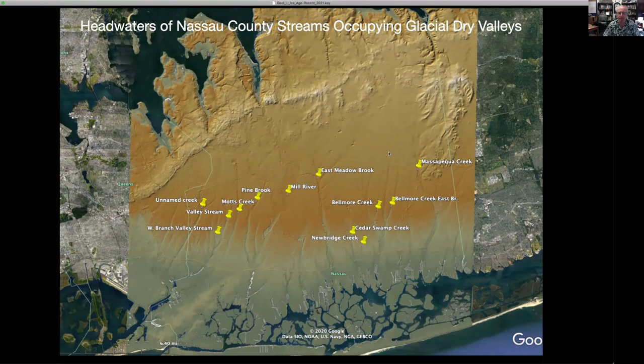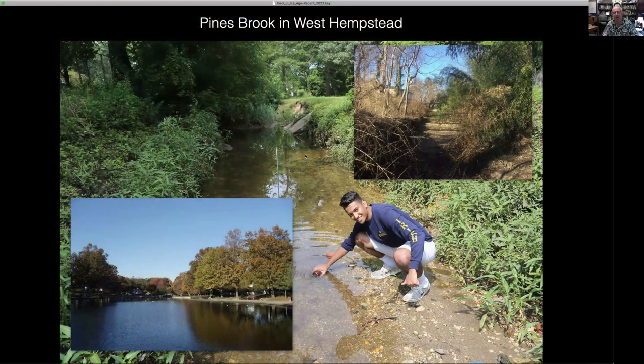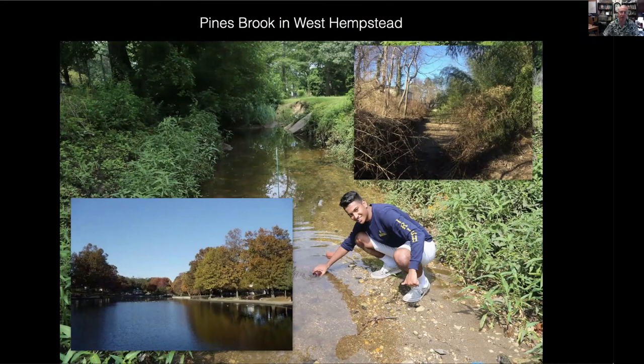Here are some pictures of Pines Brook in West Hempstead. And again, Pines Brook is a stream that is definitely a ghost of its former self. In fact, some sections of Pines Brook in West Hempstead will periodically dry up if we haven't had rain for a few weeks and the water table drops. And this is an artifact of our sewering and pumping of groundwater in Nassau County.